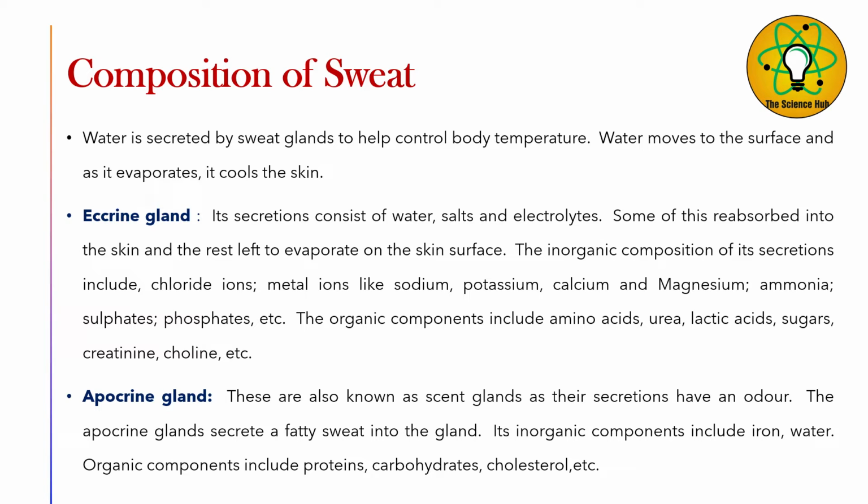Now, apocrine. Apocrine glands are also known as the scent glands, as their secretion has an odor. Apocrine gland secretes fatty sweat, and its inorganic components include iron and water, and organic components include protein, carbohydrate, and cholesterol.